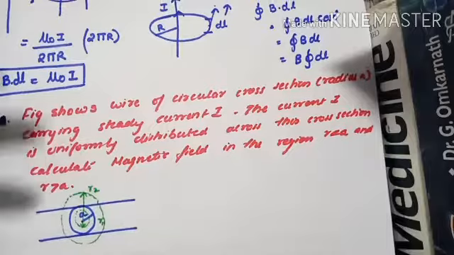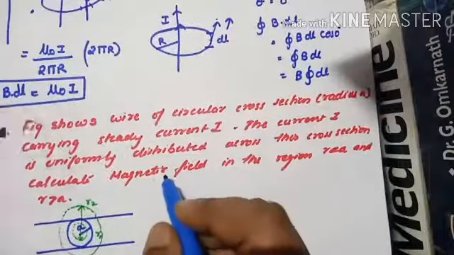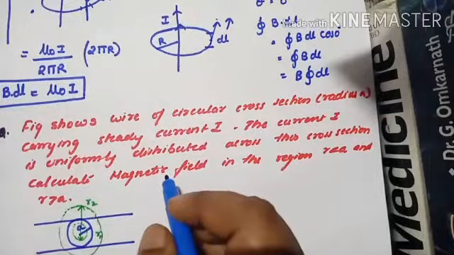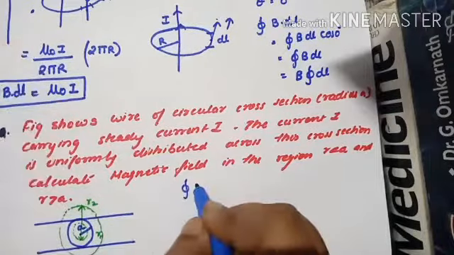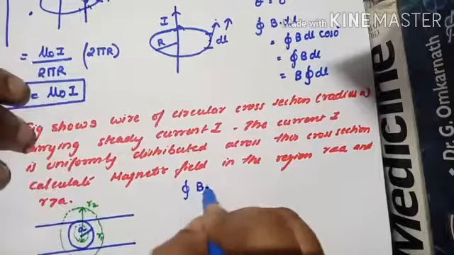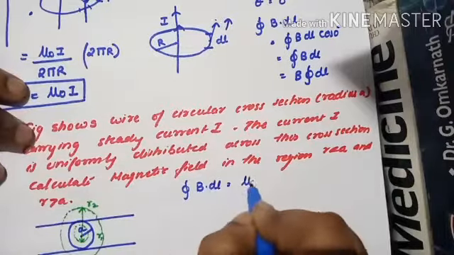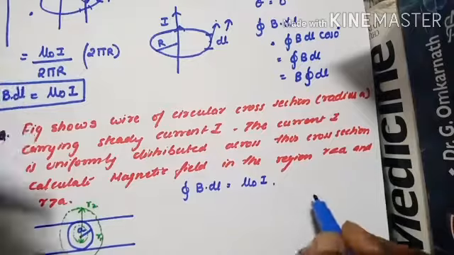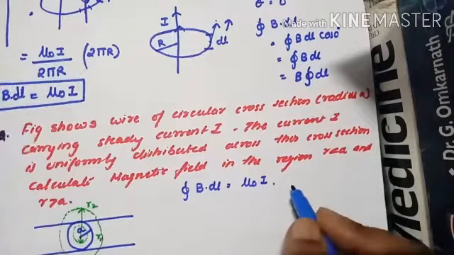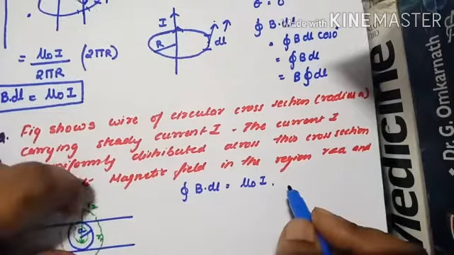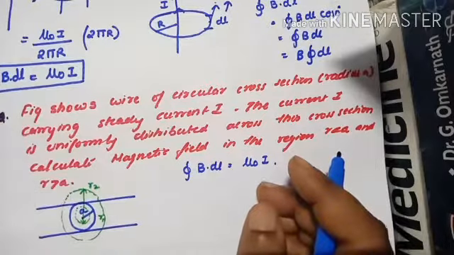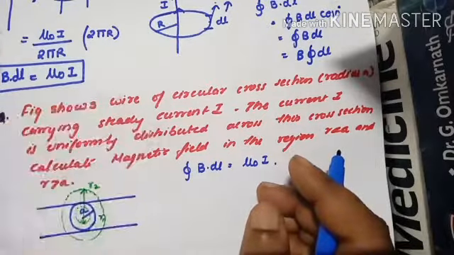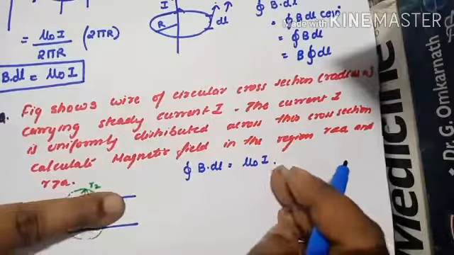That is much easier. Consider the Amperian loop of radius R2. For this loop I am going to write Ampere's circuital law, that is integral B dot dl is equal to mu 0 I enclosed. Here, see the wire: if you consider this entire loop, what is the current flowing through it? This wire alone carries the current, so the total current enclosed is I.